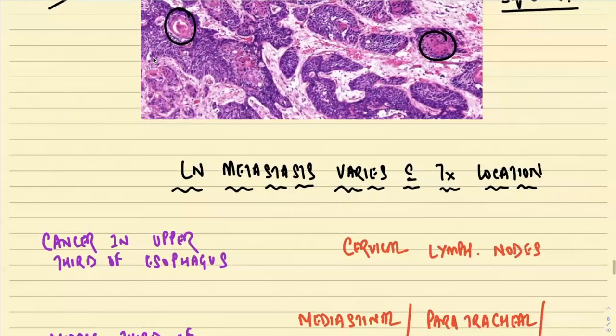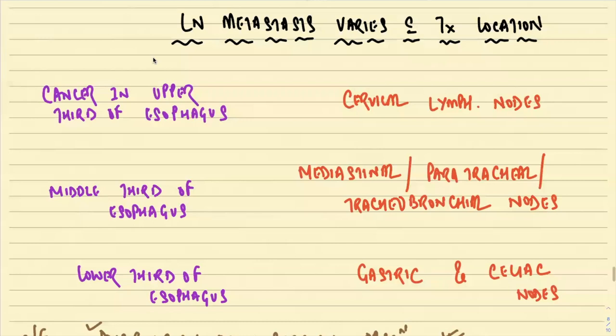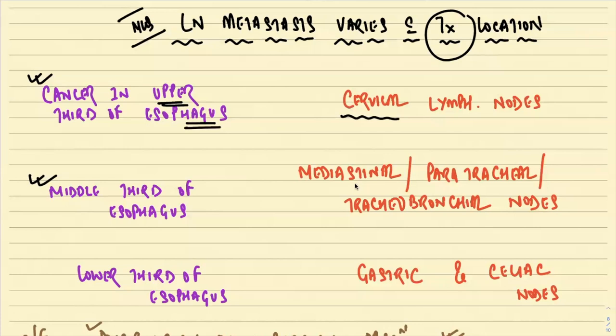Now, a very, very important question with regard to esophageal squamous cell carcinoma, a very important MCQ, is lymph node metastasis. The lymph node metastasis in squamous cell carcinoma will depend on the tumor location. Any squamous cell carcinoma present in the upper one third of the esophagus most commonly metastasizes to the cervical group of lymph nodes. Those arising from the middle third of the esophagus involve the mediastinal, paratracheal, and tracheobronchial nodes. Whereas those involving the lower third of the esophagus involve the gastric and the celiac nodes.